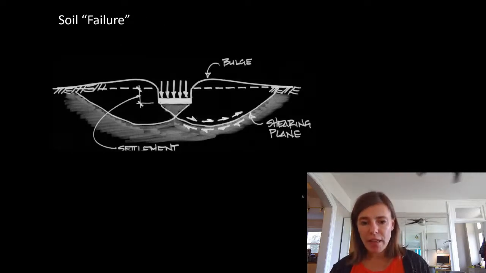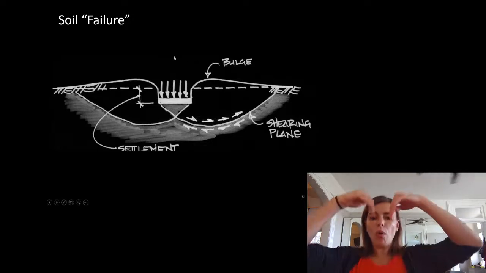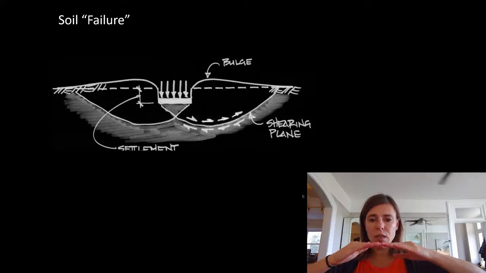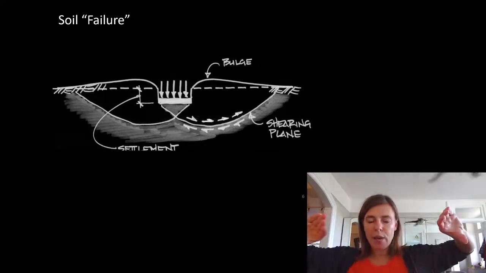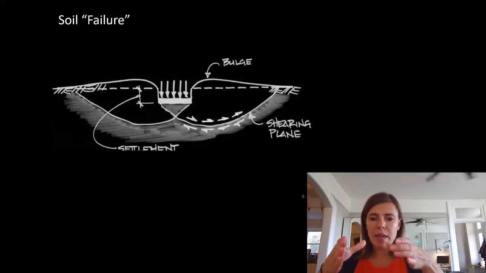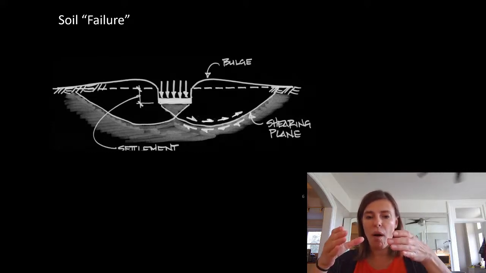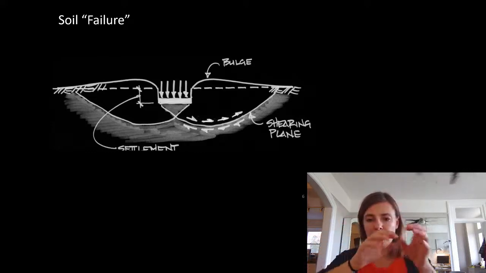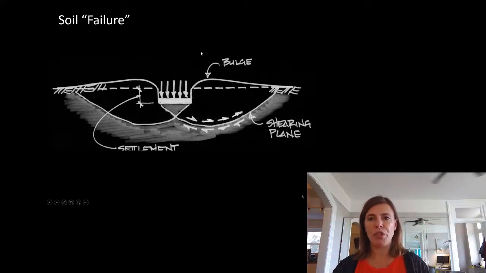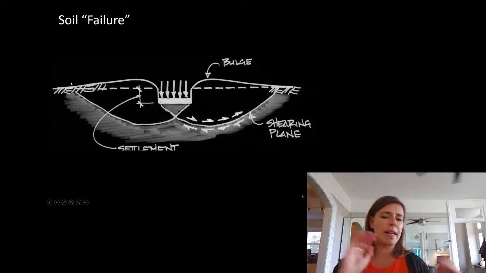How can soil fail? This is one of the things that people always ask. If we overload our foundation in bearing, it compresses the soil and the soil pops out the side and forms a bulge. If you've ever taken a ball of Play-Doh or bread dough, when you push down in the middle of it, it balls out the side, and that's essentially what we're doing here. We end up with something called a shearing plane. We're not going to get into that. That's way beyond this course.